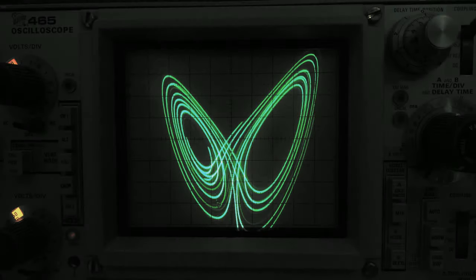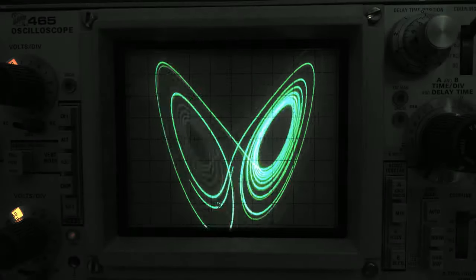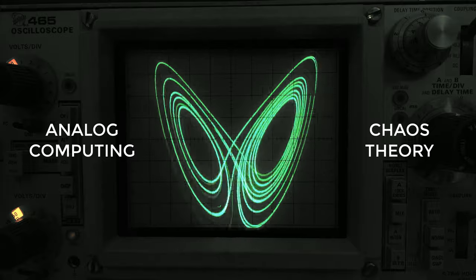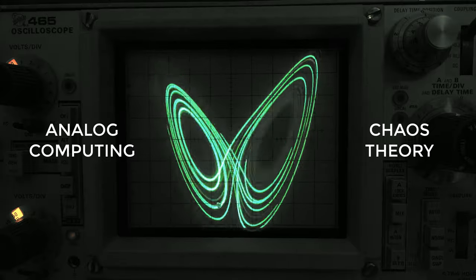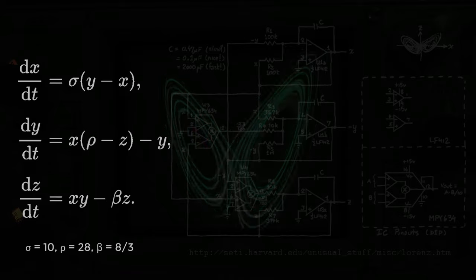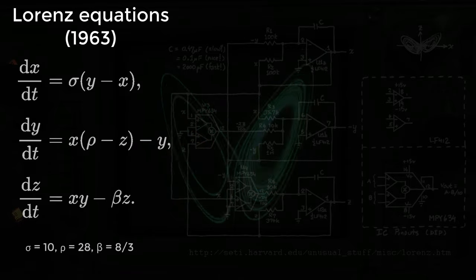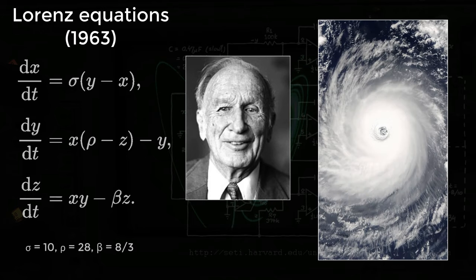So recently I came across a circuit that combines two interests of mine, analog computing and chaos theory. The circuit's purpose is to solve a system of nonlinear differential equations known as the Lorenz equations. These equations were first studied by Edward Lorenz while he was trying to model atmospheric convection.